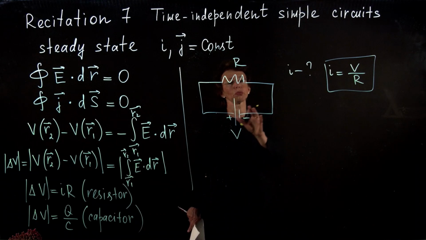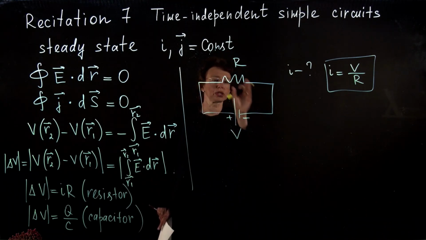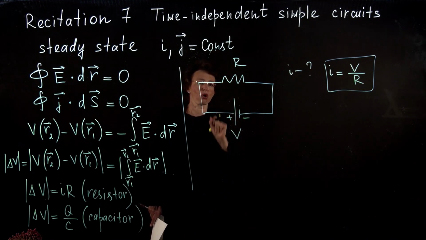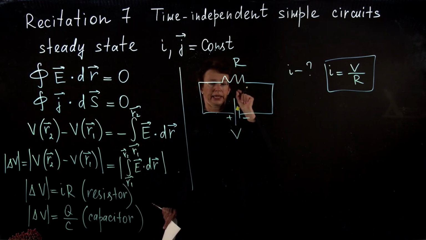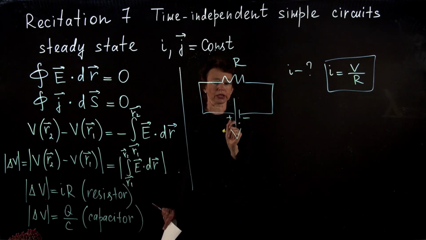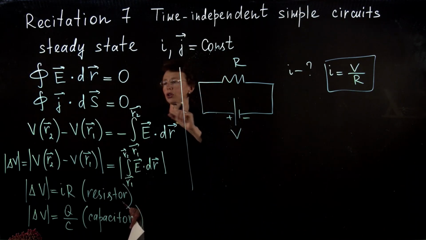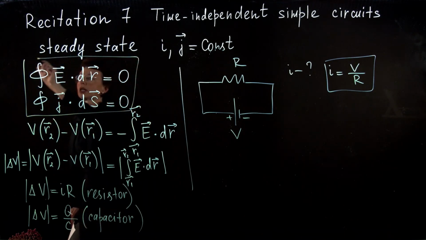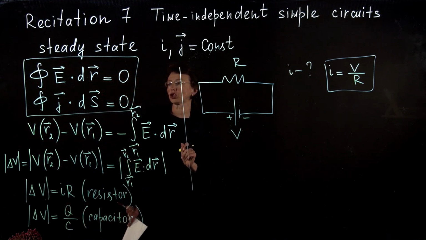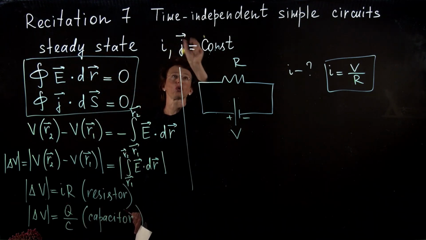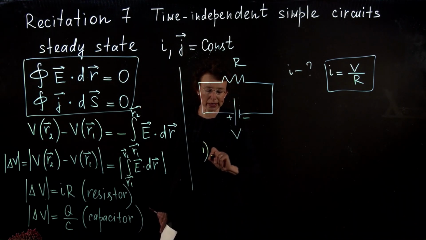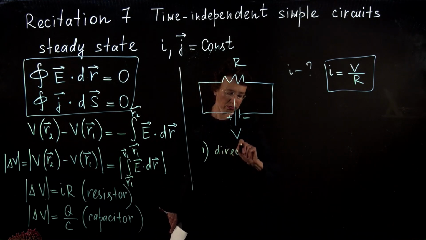But we will work with more complicated circuits. And I want to use these simplest circuits to apply several steps that we will later use for more complicated circuits. What are these steps? Well, when you start any problem with a circuit, first of all, you indicate which law you use. Those are the two laws that we will use when we work with circuits, steady state situation or time independent circuits. Then the next step: 1. Direction of current.